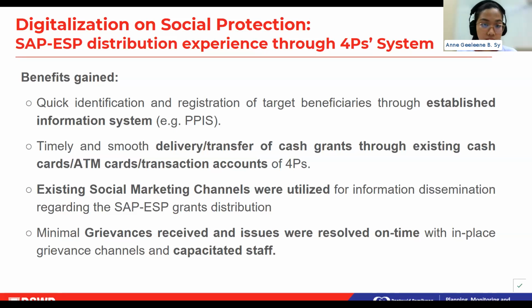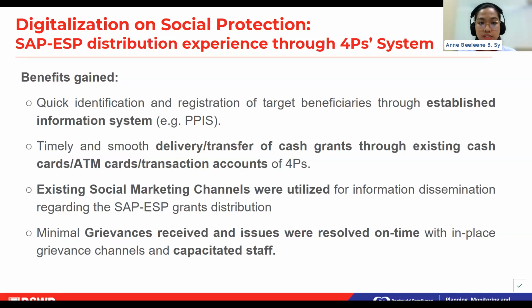And there's no difference in the distribution among urban or rural beneficiaries. If beneficiaries have available cash cards, they will receive it through them, but if not, we will proceed with our non-cash card distribution method, where our special disbursing officers visit the identified area of the beneficiaries and distribute their cash grants on the spot. It is one of the ways 4Ps exerted effort in delivering the subsidies to its beneficiaries.